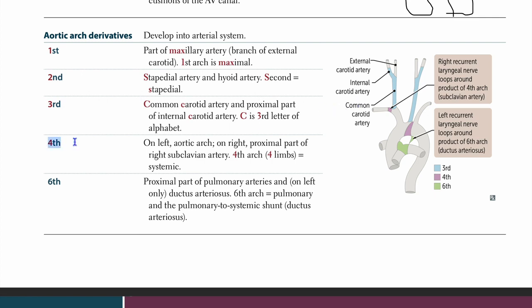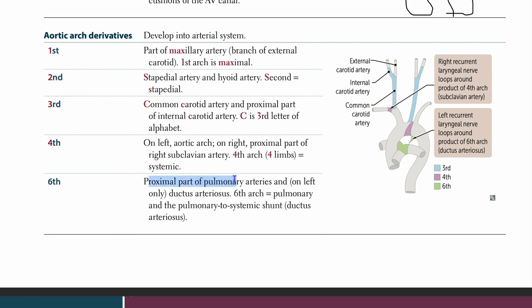Okay, and then you have the fourth aortic arch, right? This part on the left is the aortic arch. On the right, it makes the proximal part of the right subclavian artery, right? That thing right there. So fourth arch, four limbs, systemic. This is the important one, the fourth, because it's not the same on both sides, and the sixth as well.